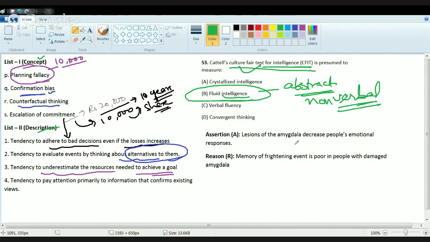Now, lesions on the amygdala decrease emotional response. That is a correct statement. The memory of a frightening event is poor in people with a damaged amygdala. That is also correct. So I'll give you an example here.